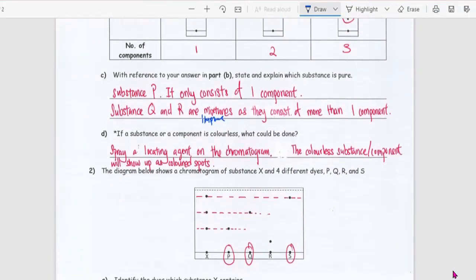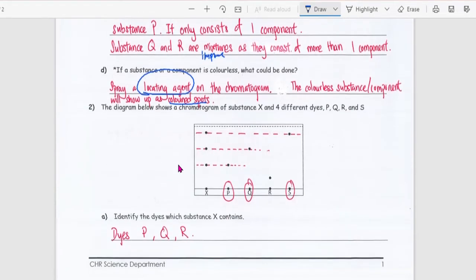Now, sometimes the components of the substance are colorless. What can we do? After you have done your chromatography, you can't see anything. So there's something called a locating agent. You can spray the locating agent, which will cause the colorless substances to show up as colored spots. The key term I need you to know is locating agent. That's the keyword.